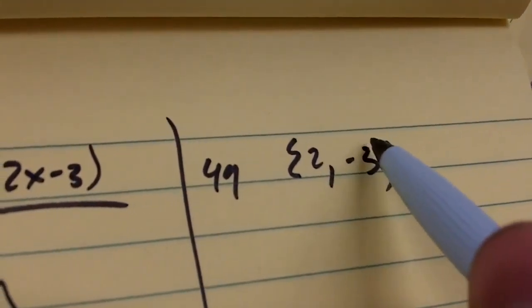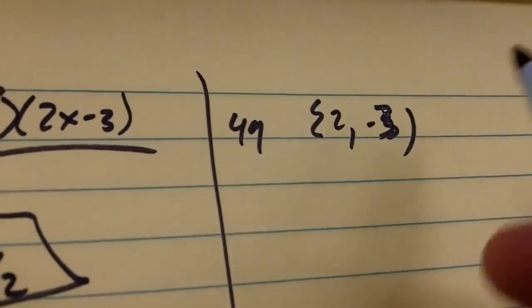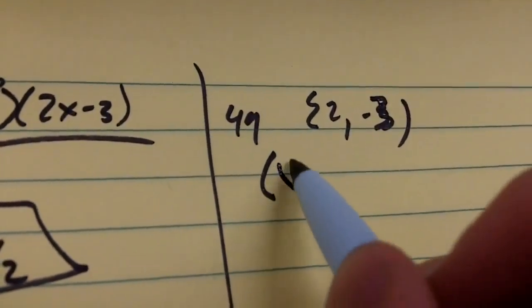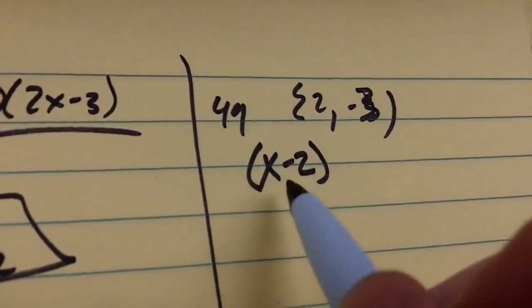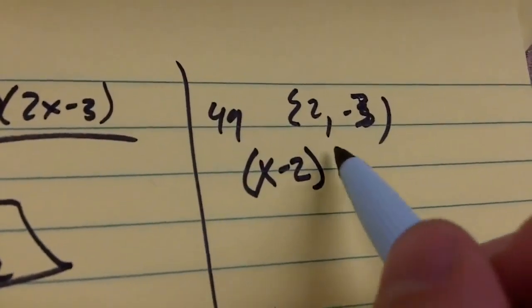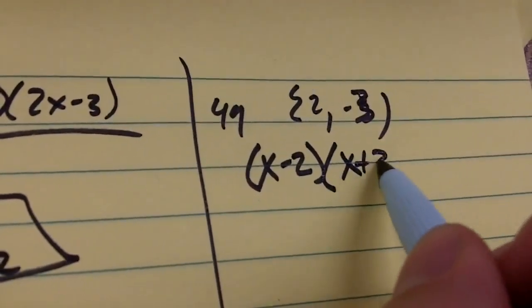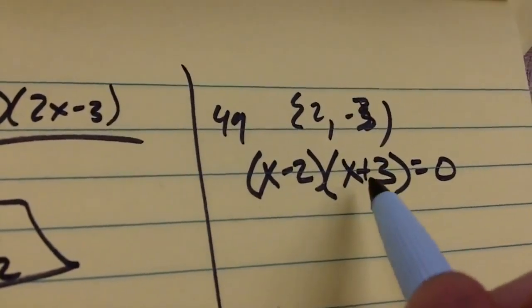I'm going to skip up to 49. 49 says write the equation that has 2 and negative 3 as solutions. Okay, if you have those as solutions, the factor is just x minus 2, because zero product property says if you did it on x minus 2, then the answer would be 2. And I know over here, x plus 3, because if I did zero product property, I'd get x equals negative 3. That equals 0. Here's my equation.